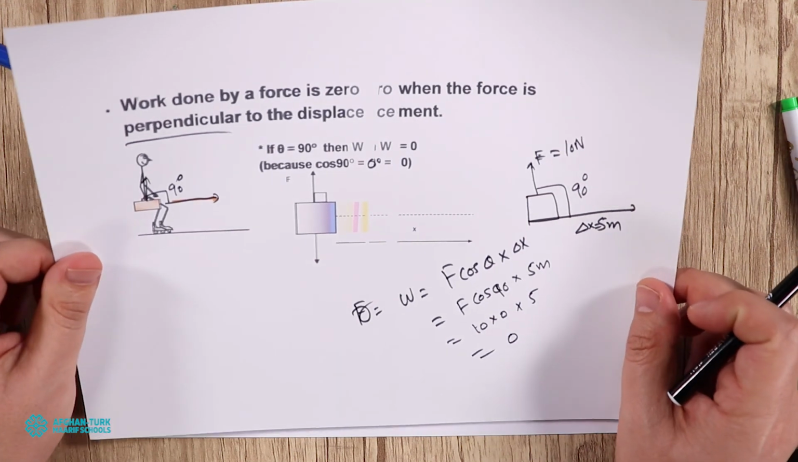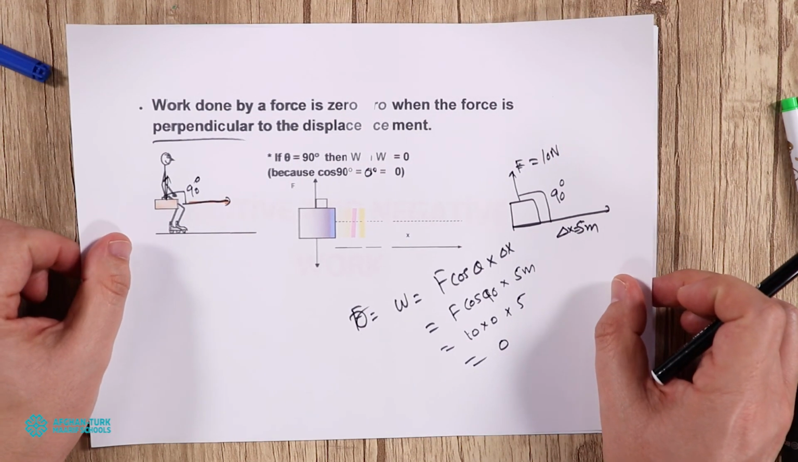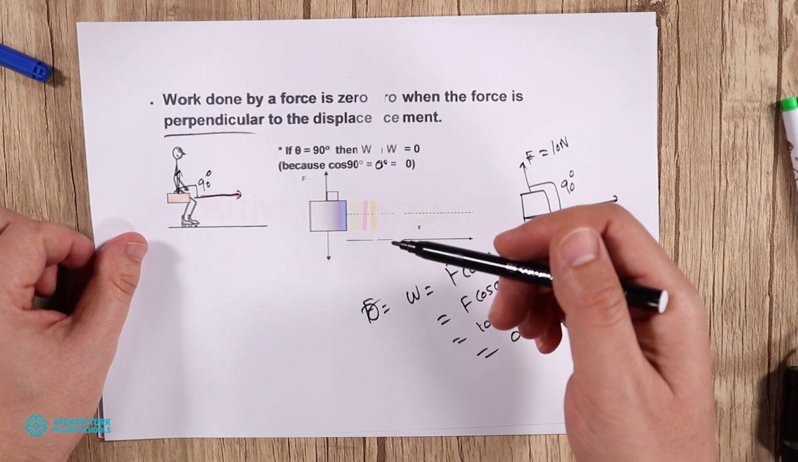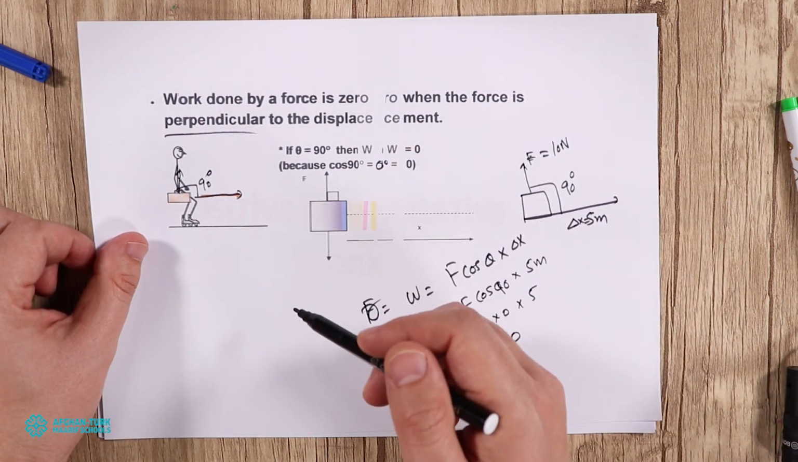On the next page we are going to study more properties, which we call positive and negative work.